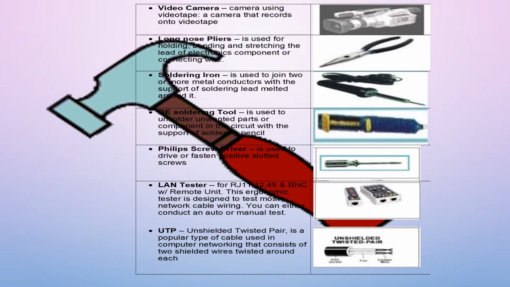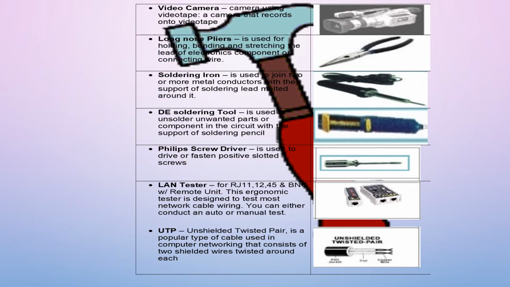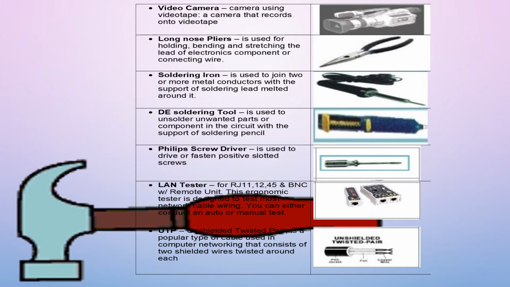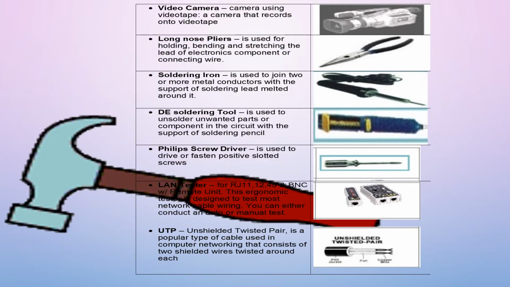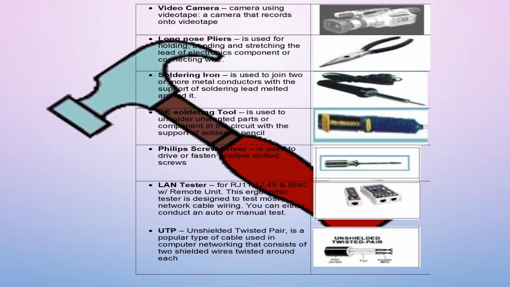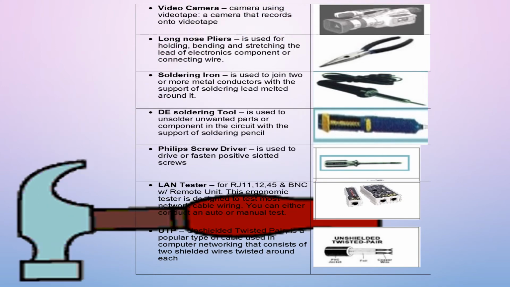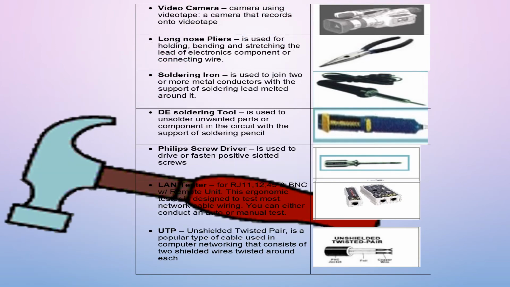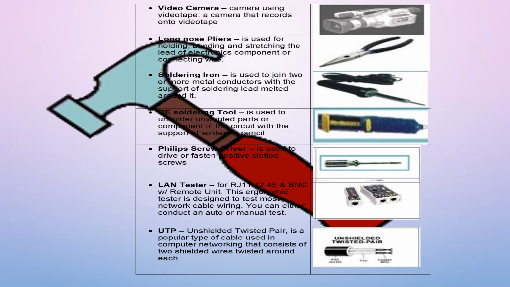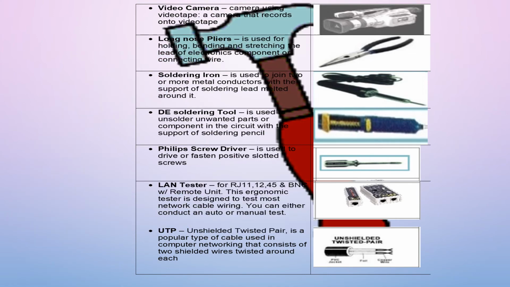Then we have Phillips screwdriver. It is used to drive or fasten positive slotted screws. LAN tester for RJ11, 12, 45, and BNC with remote unit. This ergonomic tester is designed to test most network cable wiring. You can either conduct an auto or manual test. UTP, or unshielded twisted pair, is a popular type of cable used in computer networking that consists of two insulated wires twisted around each other.